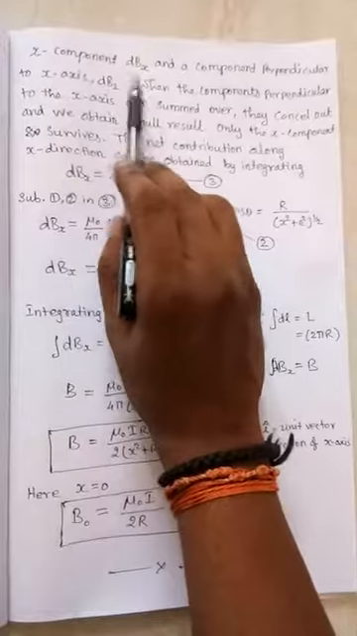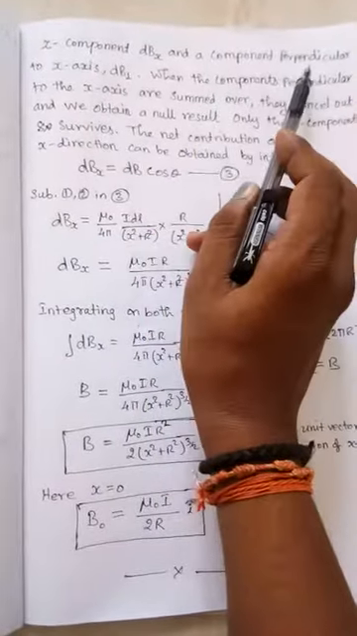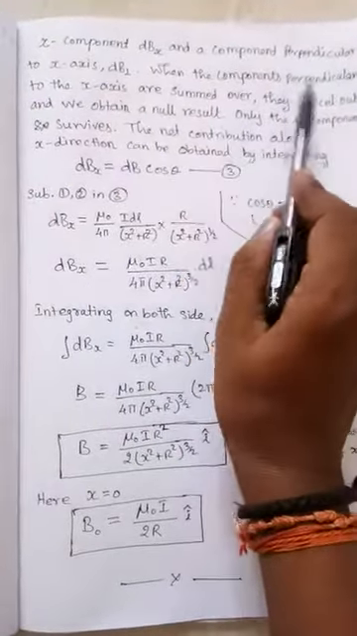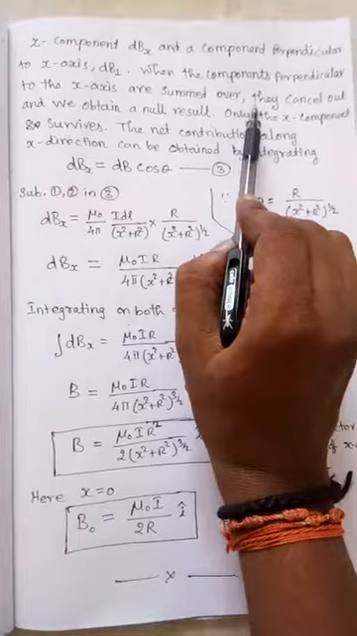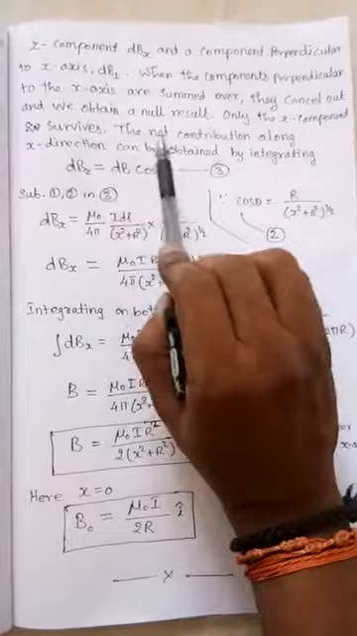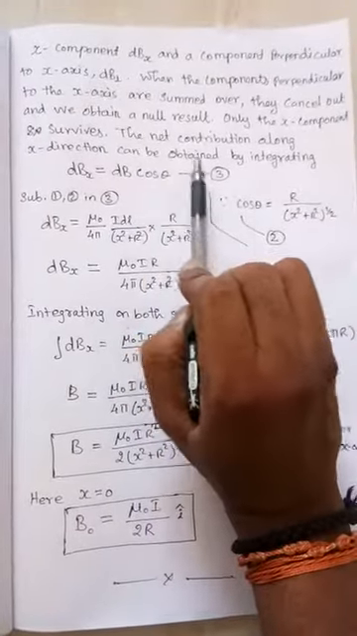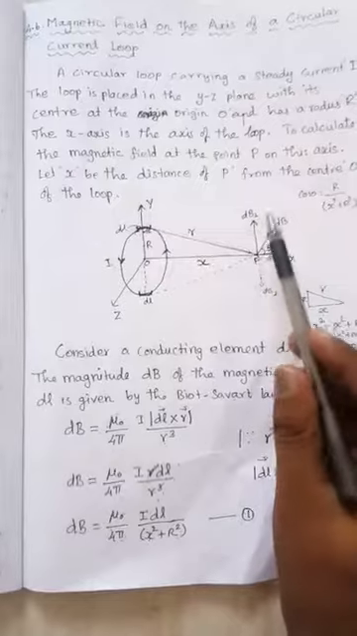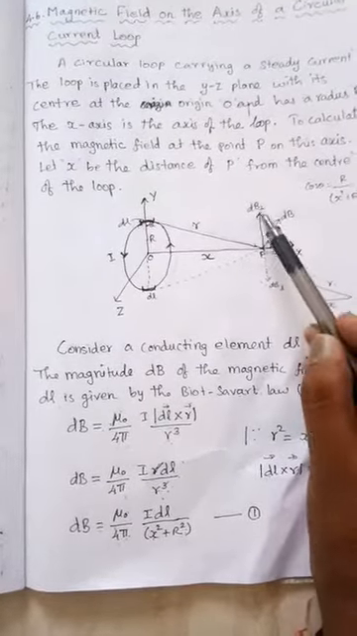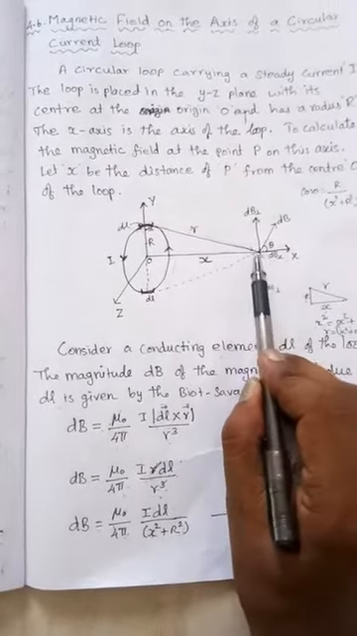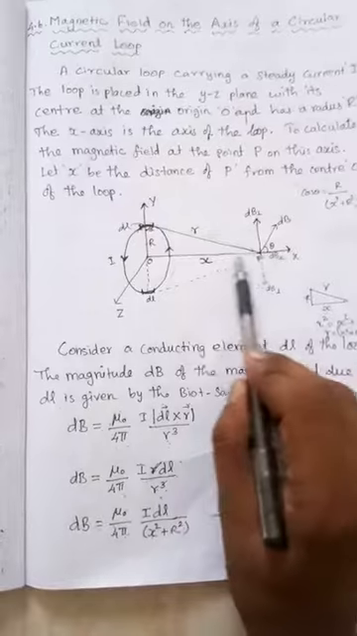Now consider the x component dBx and the component perpendicular to the x-axis, dB perpendicular. When the components perpendicular to the x-axis are summed over, they cancel out and we obtain a null result. Only the x components give a net contribution along the x direction, which can be obtained by integrating. At this point we have two components, a vertical component and a horizontal component. The vertical components, dB perpendicular, cancel each other, but the dBx components add up in the x direction.